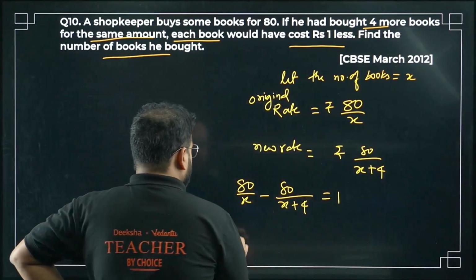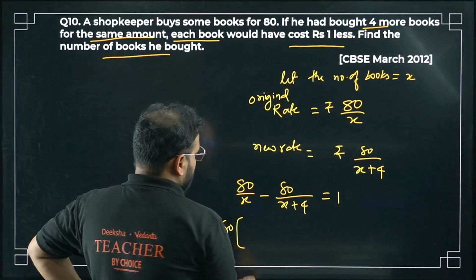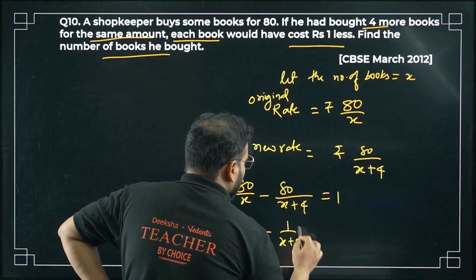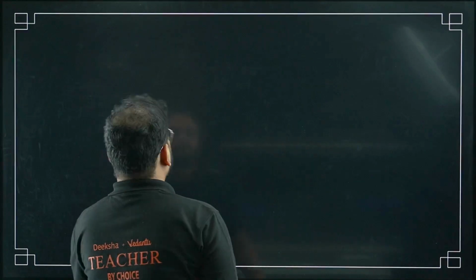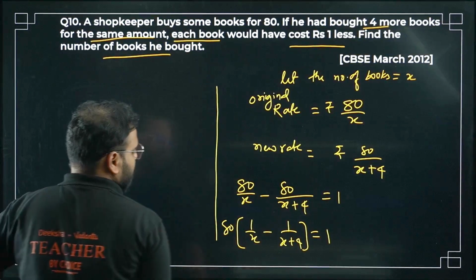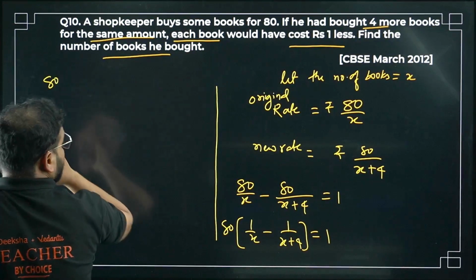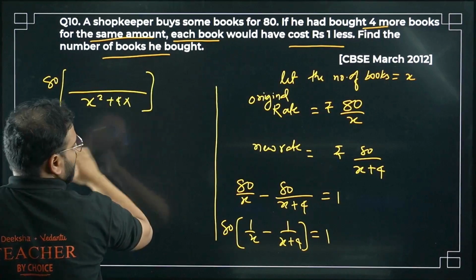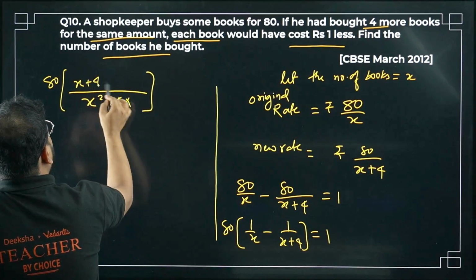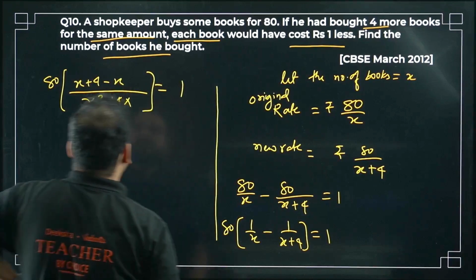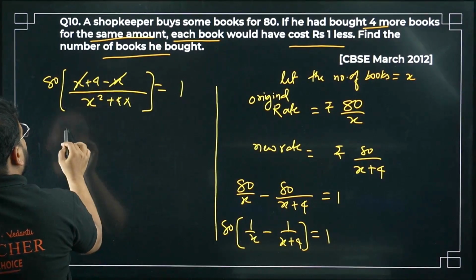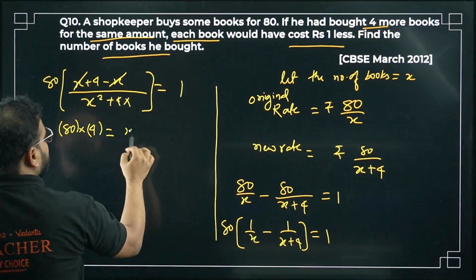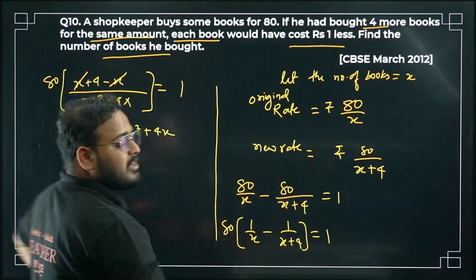That's not a problem. Let's take 80 common. What do I get now? 1 by x minus 1 by x plus 4 equals 1. Let me just solve the quadratic. Form the quadratic first: x square plus 4x. Over here, I get x plus 4 minus x equals 1, which makes x and x cancel. I get 80 into 4 equals x square plus 4x, by cross multiplication.